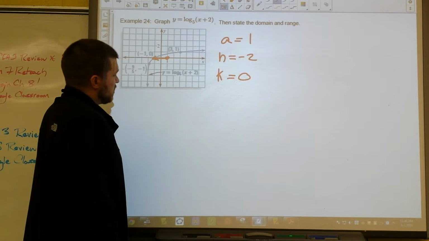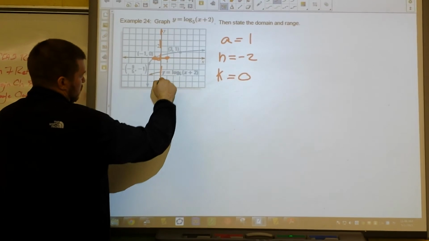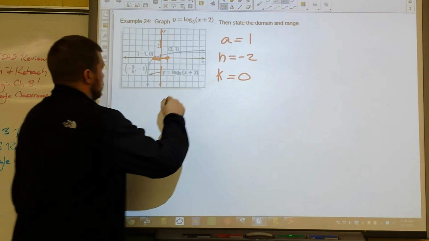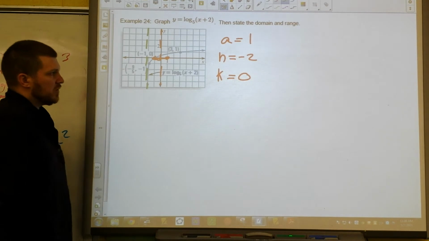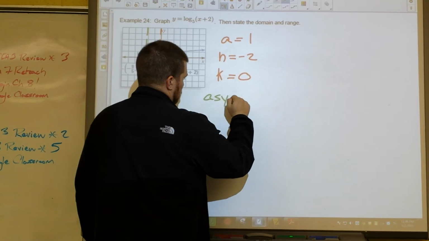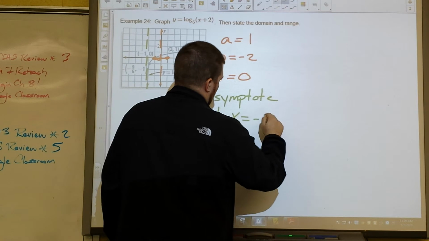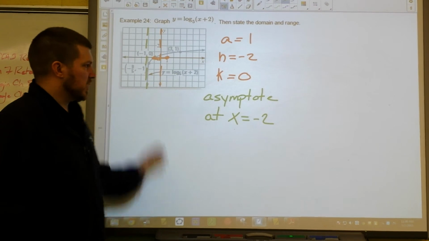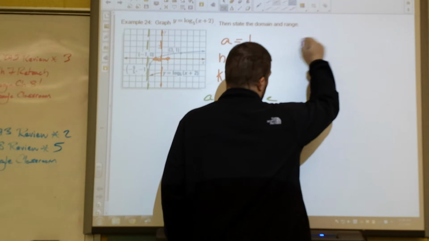Also, for the parent function, we know that there was an asymptote on the y-axis, so the parent function would never touch the y-axis. However, now that we've shifted, a horizontal shift of -2, that asymptote is now shifted as well. Okay, so the asymptote for log functions follows the horizontal shift. So now we have an asymptote at x equals -2. Again, the asymptote is the same as your horizontal shift, it's just x equals because it's a vertical line.